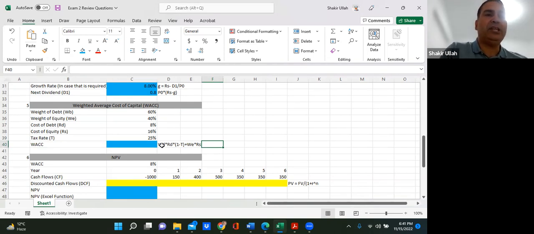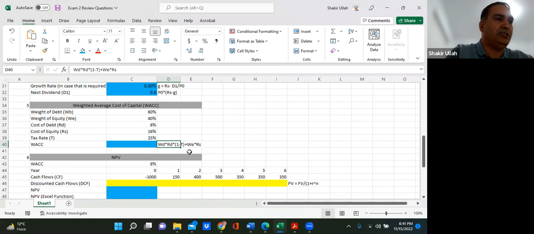We multiply this with 1 minus T because we get a tax benefit when we borrow money. So that benefit and the interest payment that you make, you get that reduced from your total income, and it reduces your taxes. And then plus weight of equity multiplied by the cost of equity. If you also have a preferred stock, for example, then you also write weight of the preferred stock multiplied by the cost of the preferred stock. But in this particular case, we have only debt and equity, so that makes things easy.